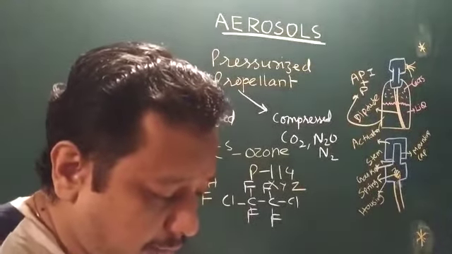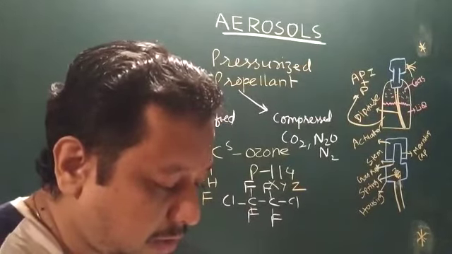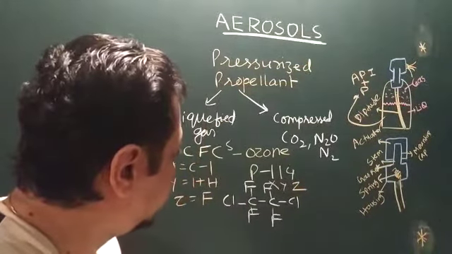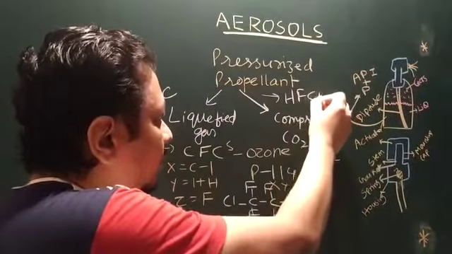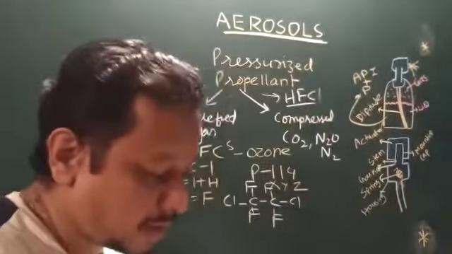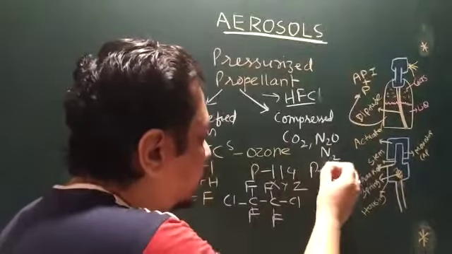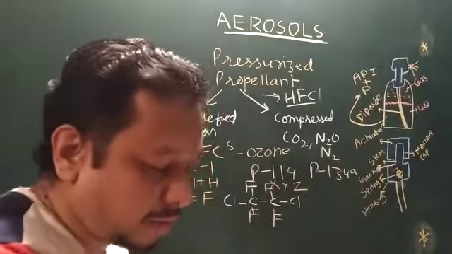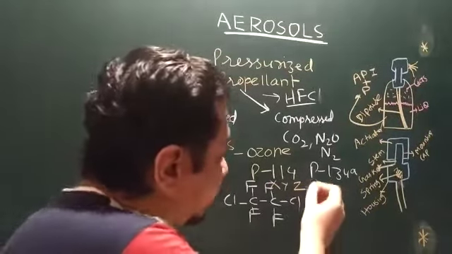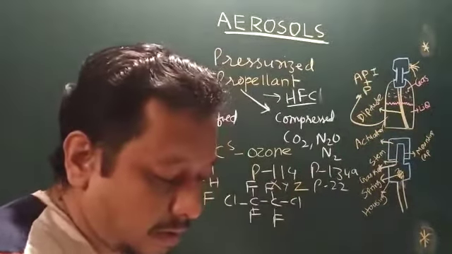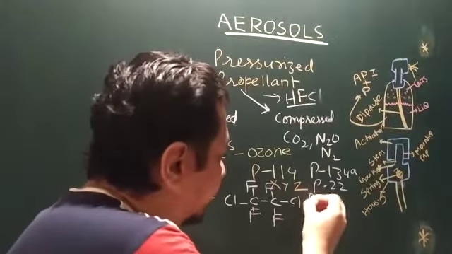Now after the chlorofluorocarbons, the next thing is hydrofluorocarbons. So what are the examples? You have difluoroethane, that is propellant 134A. Then you have chlorodifluoromethane, propellant 22, and chlorodifluoroethane, propellant 142B.